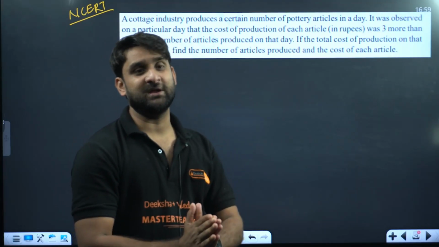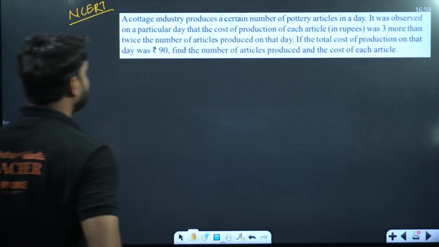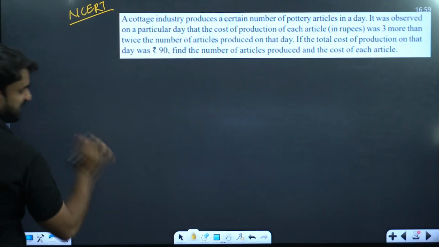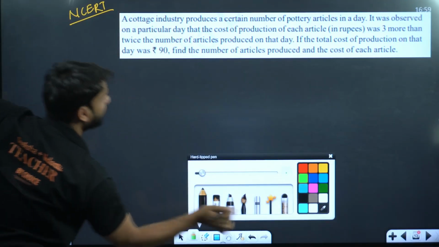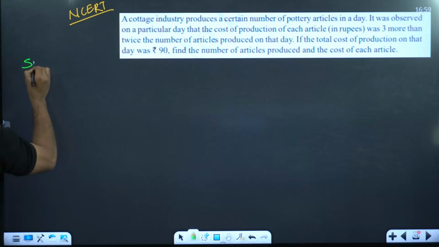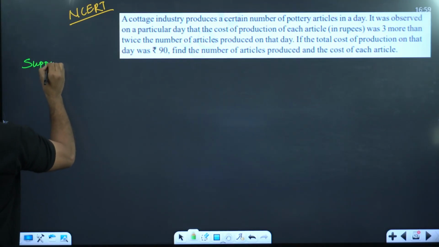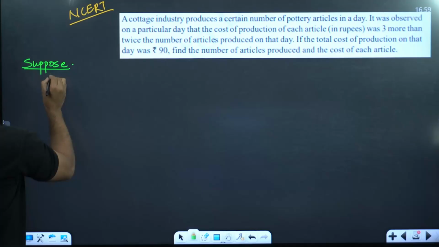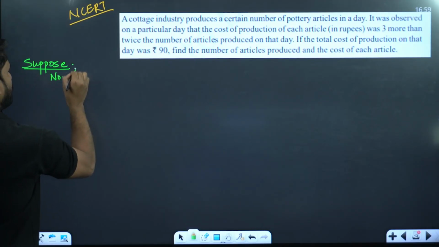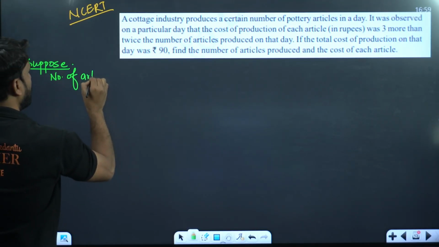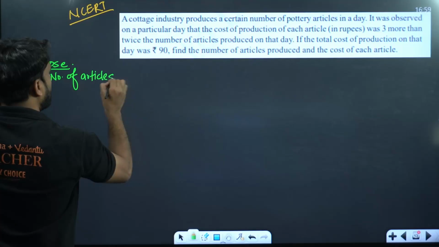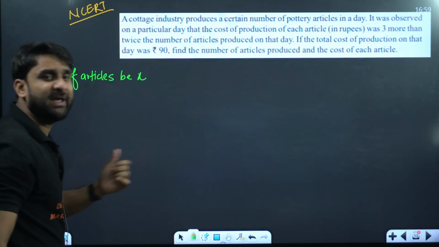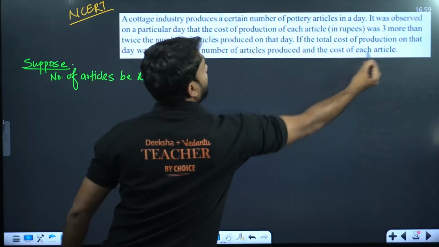This is the important thing in word problem. So suppose, what we have to find here: find the number of articles. So I'm using this space. I'll be using green color. Okay. Suppose the number of articles be X. Number of articles be X. And we have to find out this also.